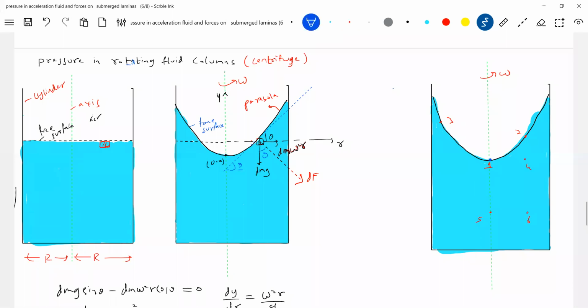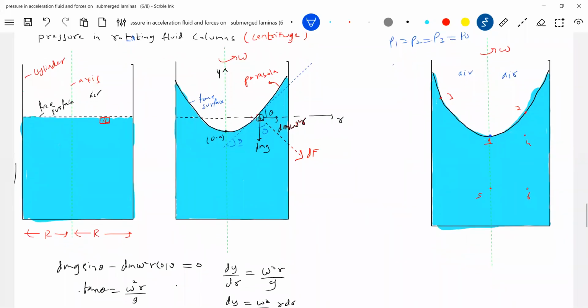The pressure at 1, 2, 3 should be equal to P naught. The topmost layer of the free surface exposed to the atmosphere should have pressure P naught, irrespective of its shape. Okay, fine, simple conclusion. Pressure at 4 is at a distance, say R. Let this be depth y.